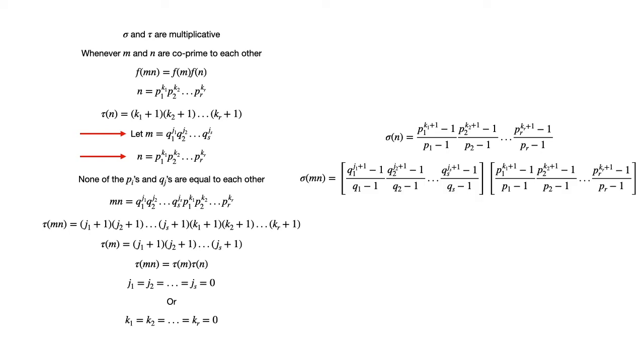Again, sigma of mn equals (q1 to the j1 plus 1, minus 1) upon (q1 minus 1) times (q2 to the j2 plus 1, minus 1) upon (q2 minus 1) all the way up to (qs to the js plus 1, minus 1) upon (qs minus 1) multiplied by (p1 to the k1 plus 1, minus 1) upon (p1 minus 1) times (p2 to the k2 plus 1, minus 1) upon (p2 minus 1) all the way up to (pr to the kr plus 1, minus 1) upon (pr minus 1). Thus sigma of mn equals sigma of m times sigma of n, and we are done.